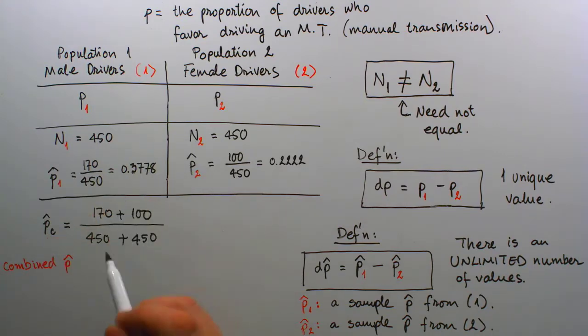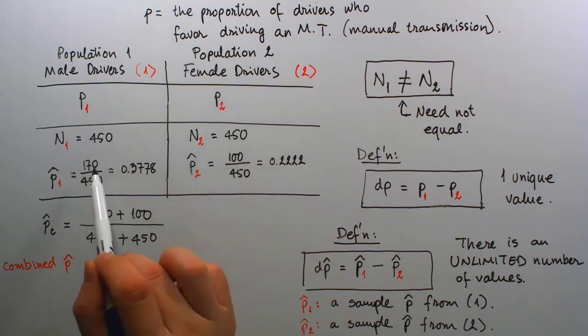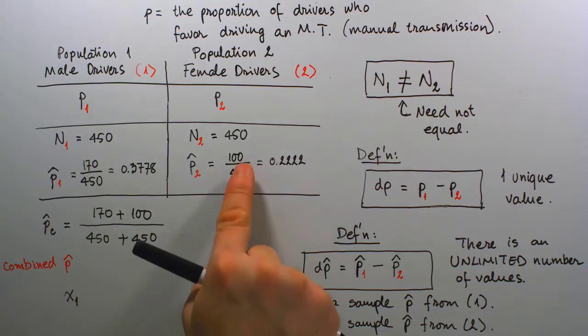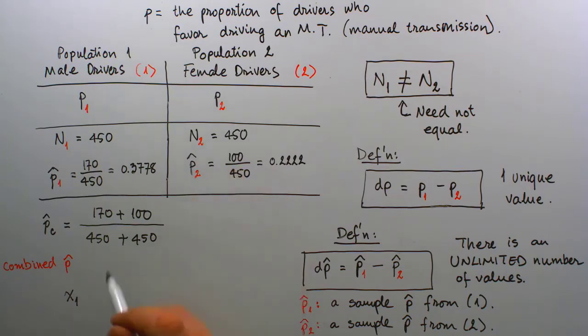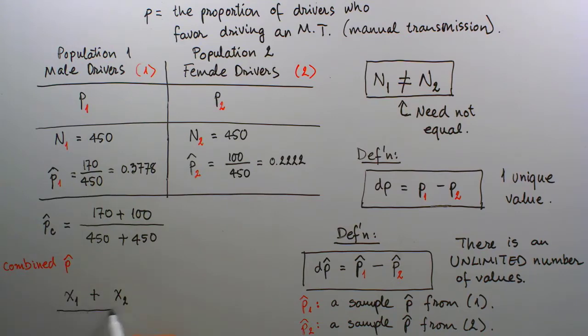Generally speaking, I mentioned a little earlier that the value on top of each of these proportions is called the success count. The success count for population 1 is x1, and the success count for population 2 is called x2. So the way the formula is set up, it is x1 plus x2 divided by the total of n1 plus n2. And this is how we set up p hat c in general.